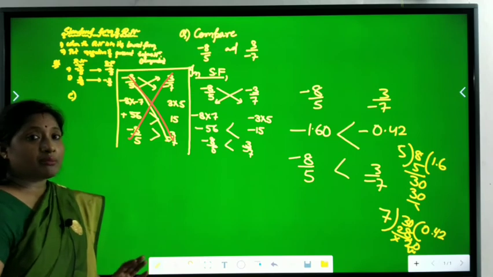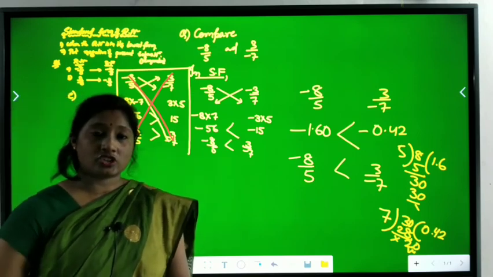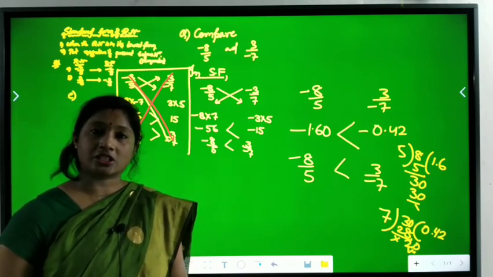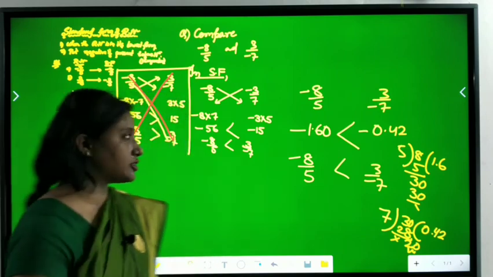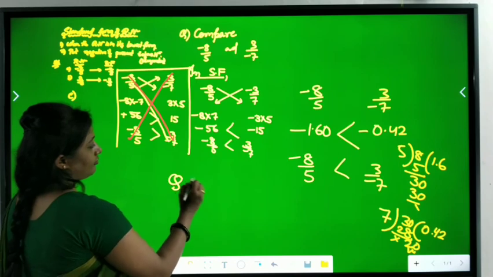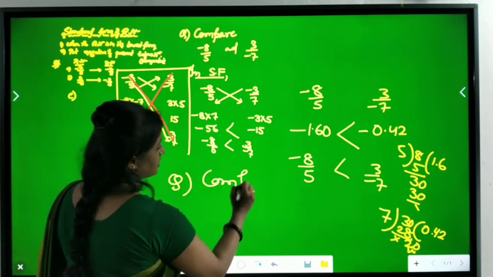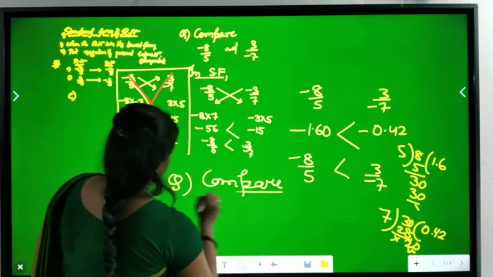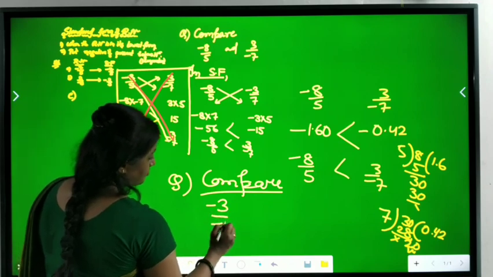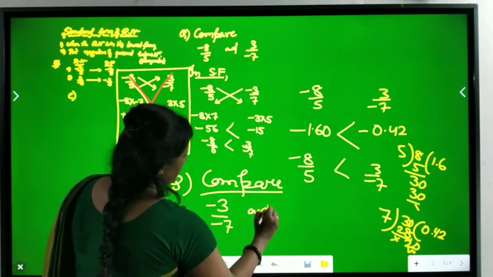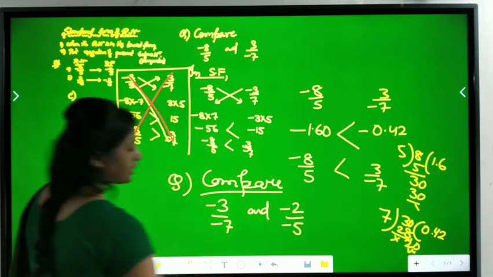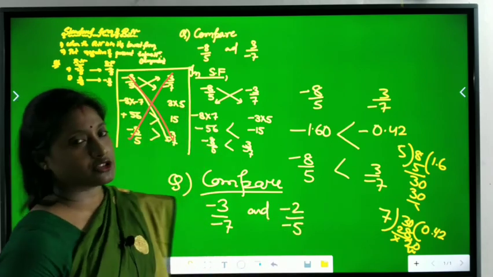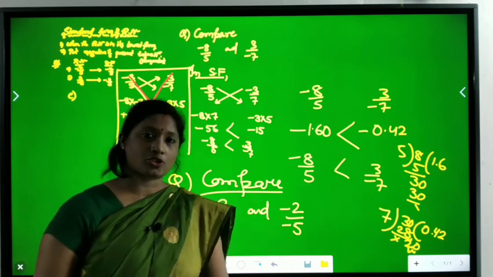So just keep it in mind that while comparing two rational numbers, first of all you have to change them into standard form. I am giving you one question, just try to solve it. You have to compare them. Which one is greater? Minus 3 by minus 7 and minus 2 by minus 5. I have given you this question, just try to solve it at home.